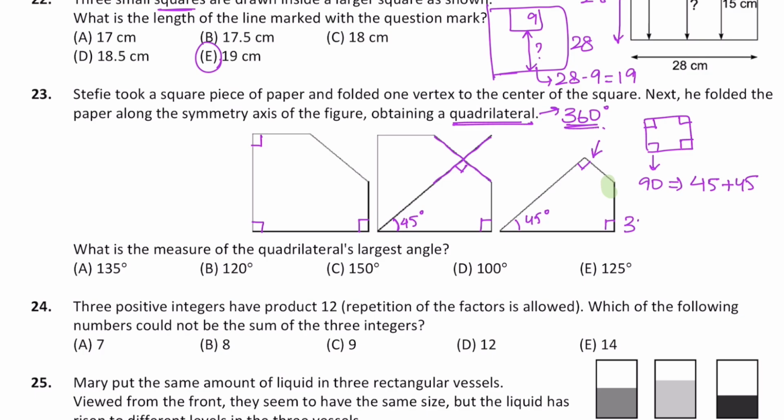So I'll do 360 degrees is equal to 90 degrees plus 45 degrees plus 90 degrees plus a question mark. I'm not sure what it is. So 360 is equal to 90 plus 90 is 180. 180 plus 45 is 225, plus a question mark. So I'll ask myself, 225 plus what is 360 degrees? And that's 135. So that's my answer. Okay, because 135 plus 225 is 360 degrees.